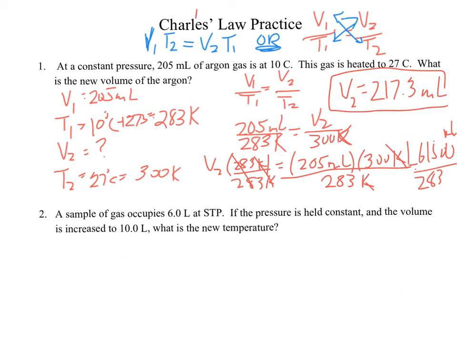So here we see, if you look over on this side here, the temperature went from 283 to 300. So our temperature went up slightly, which means our volume should go up slightly. And our problem did say that our volume went up slightly. So that is most likely the solution, as long as we didn't make a math error. So let's go down to the second problem here.